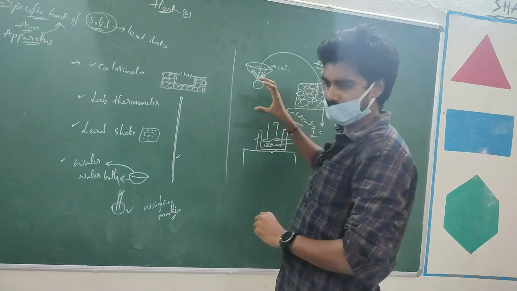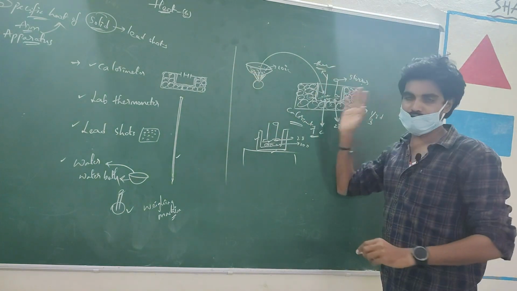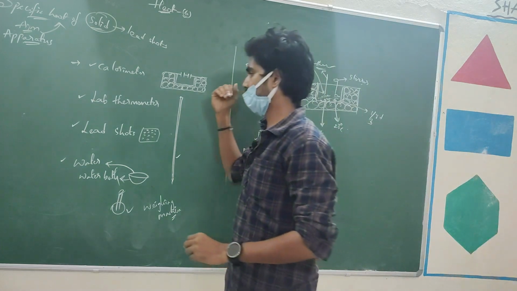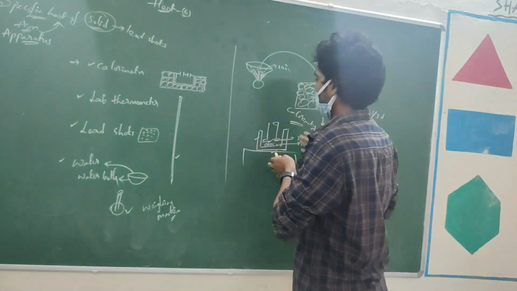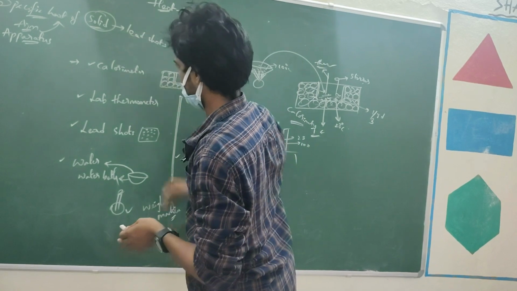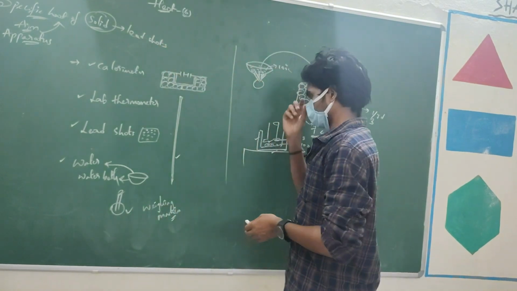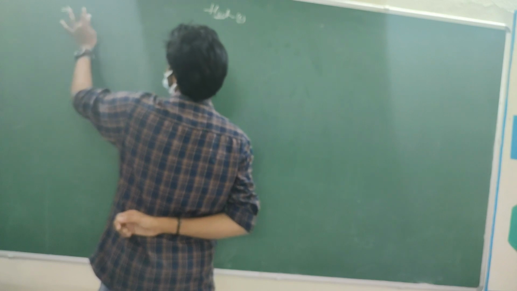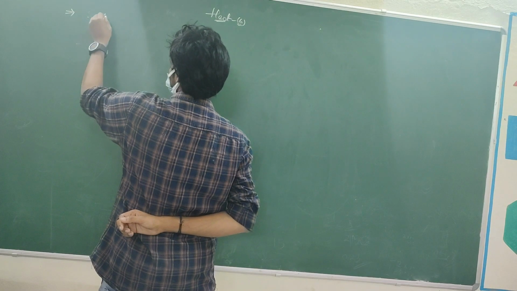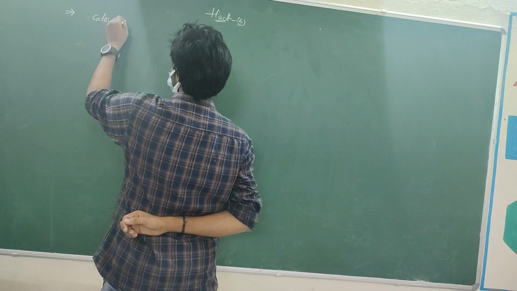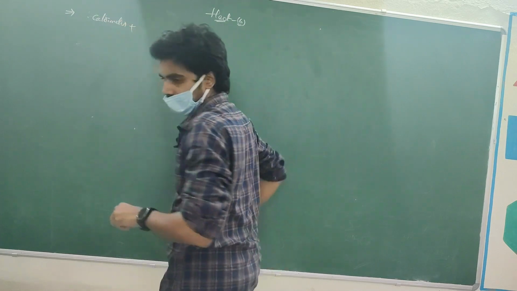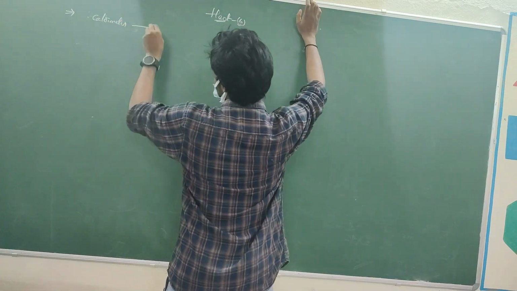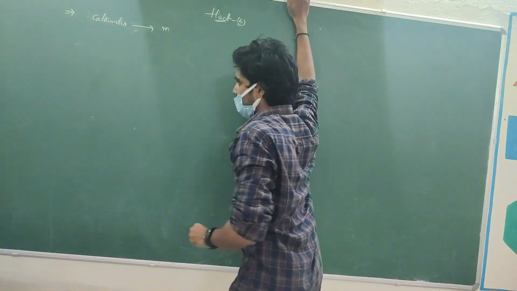Now that was the small experiment, okay. The experiment was very simple, but we need to do some calculations, right. So to do the calculations you need to derive the formula for the specific heat of a solid, right. So let's do this. We'll take water, okay. Firstly we'll consider the calorimeter, okay.